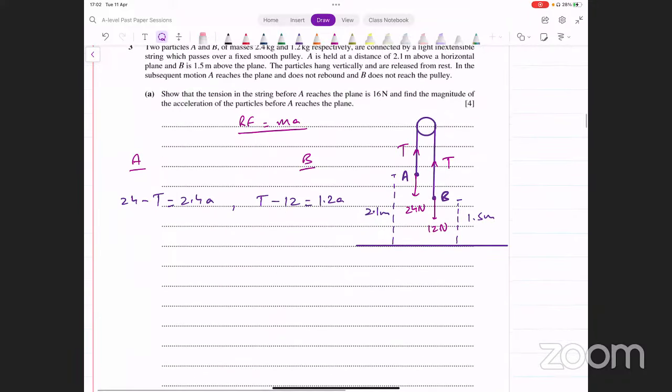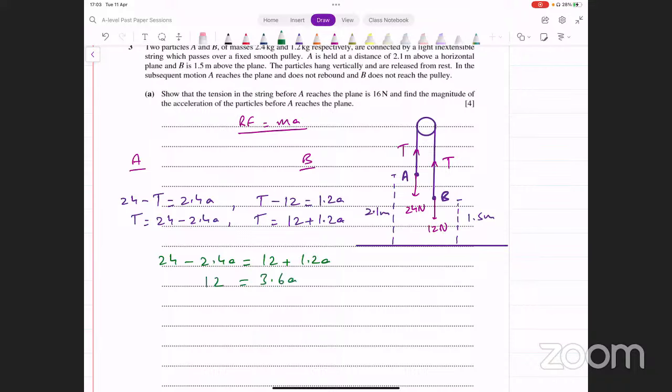इनको simultaneously solve कर लेते हैं. देखिए हमारे पास क्या आता है. First equation से we get T equal to 24 minus 2.4 times A. From the second equation we get T equals 12 plus 1.2 times A. We can equate both of them from here. 24 minus 2.4A, that equals 12 plus 1.2A. You could take the terms containing A to one side. If we take them to the right side, that gives us 3.6A.